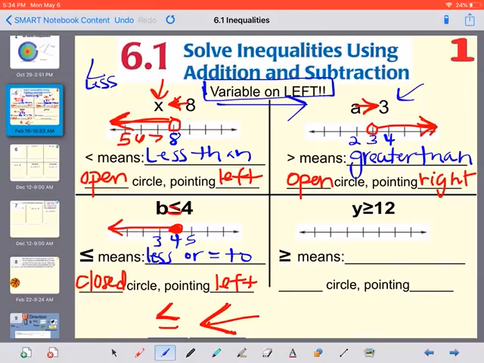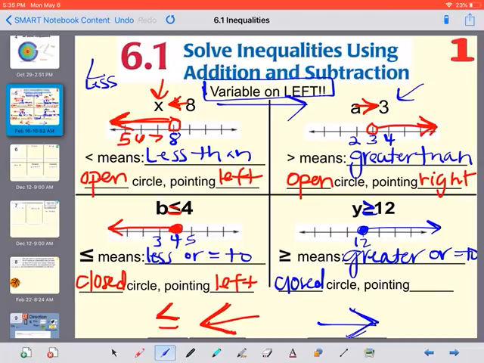And then our last symbol, same thing, is right above it. This means greater than, or the line underneath means equal to. So because we have the equal to, we are going to have a closed circle, meaning we could be exactly at 12, or any number greater than 12, pointing to the right. Again, that symbol, if you put a line through it in the middle, forms an arrow pointing to the right. So what numbers are greater than or equal to 12? Well, 12 or to the right, 13, 14, 15, and so on.